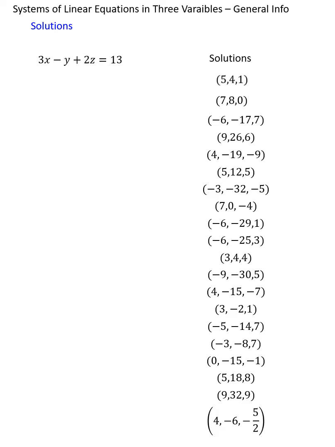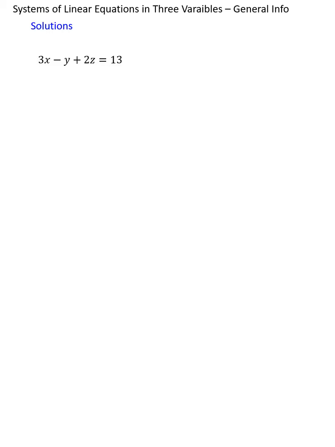But even though I've shown more than a dozen solutions on the screen, it should be noted that there is a never-ending list, or an infinite list, of ordered triples that satisfy any given linear equation in 3 variables. By the way, I made the last one a fraction. You'll notice, just to make the point that solutions are not always whole numbers. The takeaway from this is that any single linear equation with three variables, typically x, y, and z, will have infinitely many solutions, or infinitely many ordered triples that satisfy that equation.